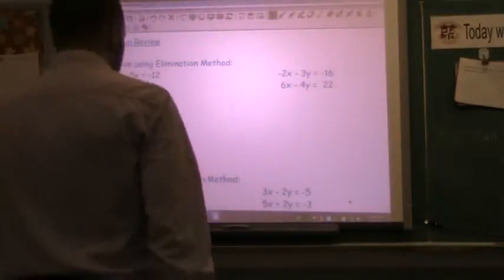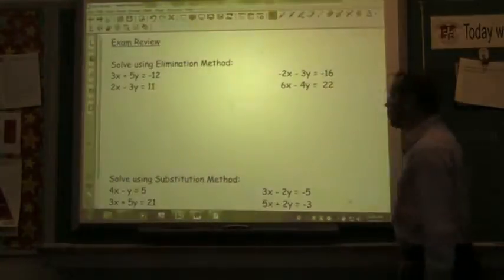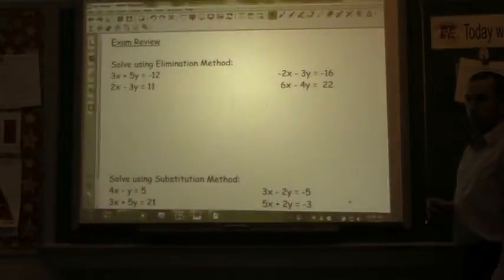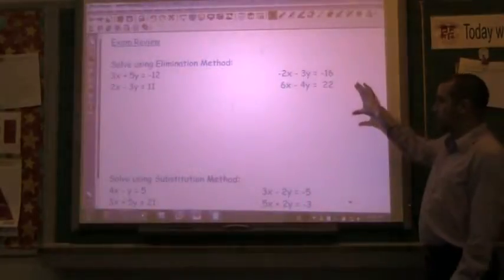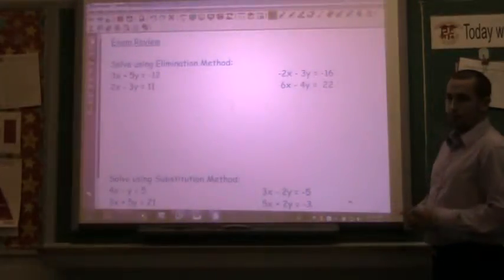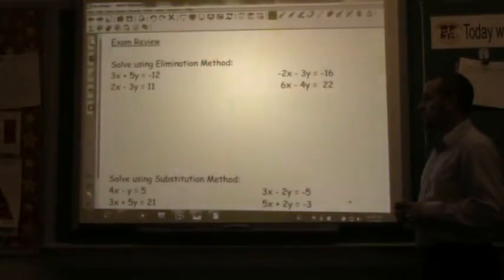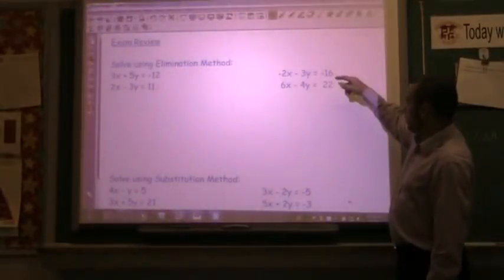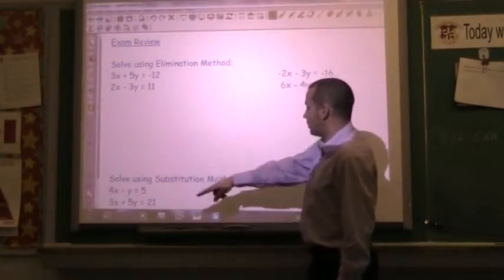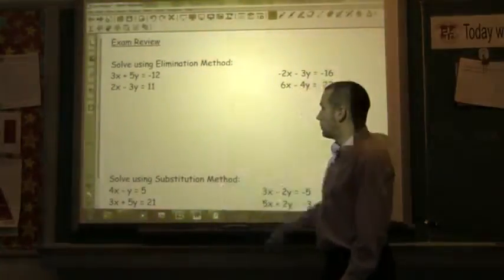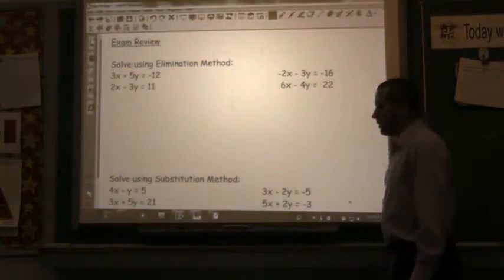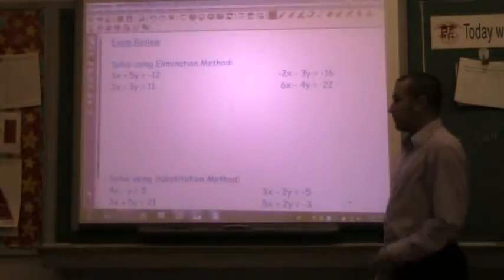Okay, next up, for exam review, we're going to be looking at systems of equations. We have two linear equations, two unknowns, and you're solving to find their intersection point, so where the two lines meet. So here I have the elimination method. I'm just going to do the first one of these in both examples. The first one we're going to use the elimination method. The second one we're going to use the substitution method.